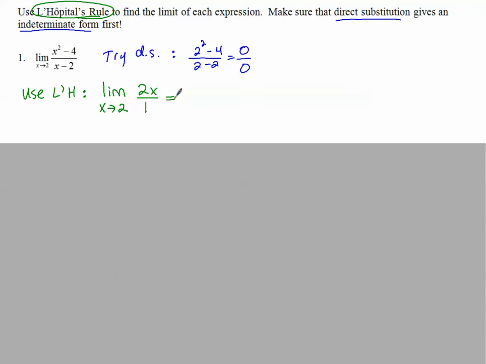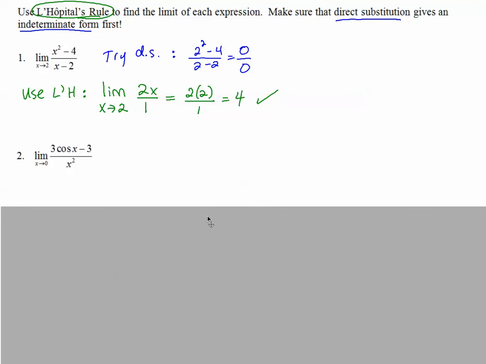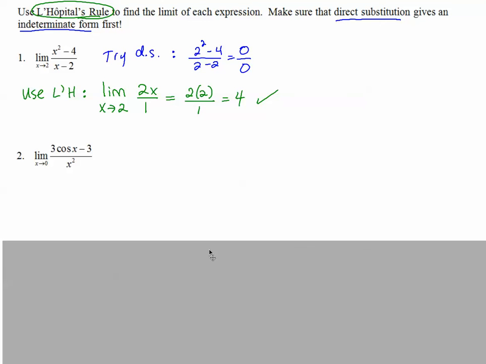Now I'm going to try direct substitution again. Plugging in the 2, I get 2 times 2 over 1, and that's 4. No longer an indeterminate form. Now I have the limit. So again, the idea behind this is now we have other strategies when we see an indeterminate form. Let's try this one. Maybe you try it on your own: pause the video, come back and check how you did. So let's see what we get.